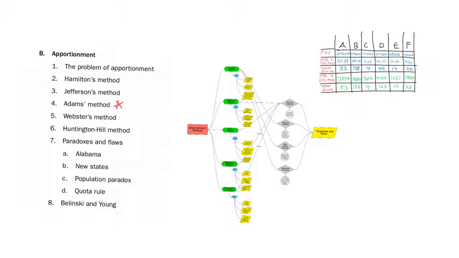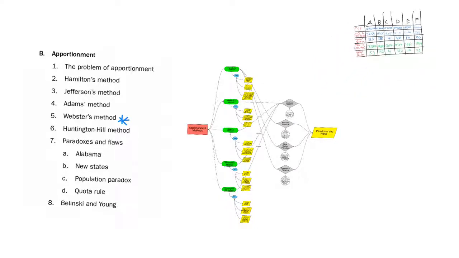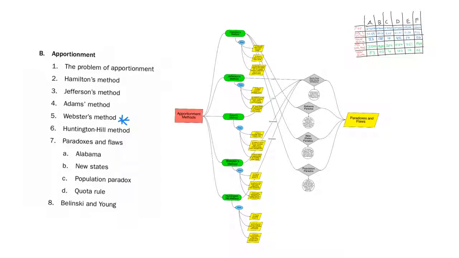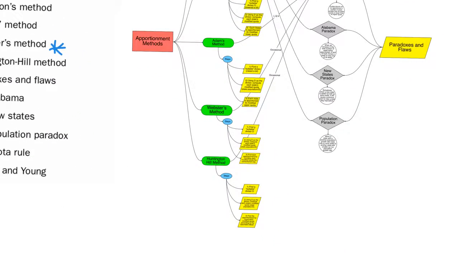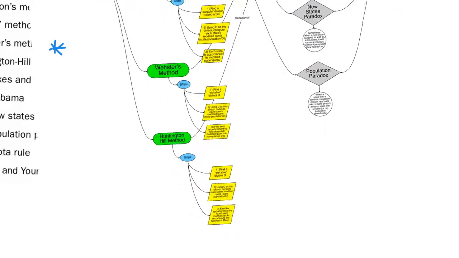So we just covered Adams method, and now we're going to look at this one. And as per before, we're going to look at the flowchart first. So let's look at this flowchart. Webster's method. Let's see.